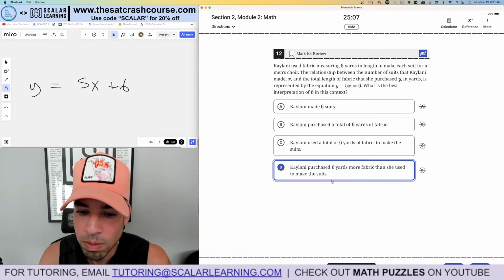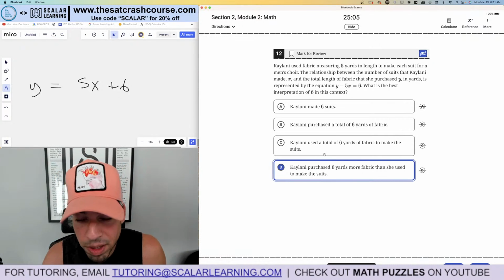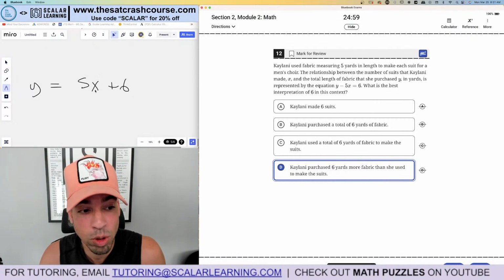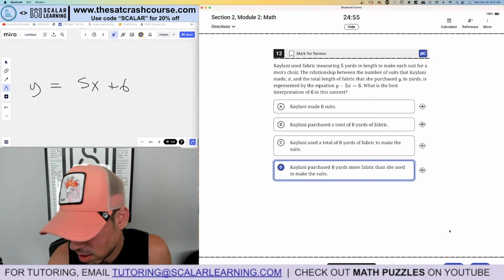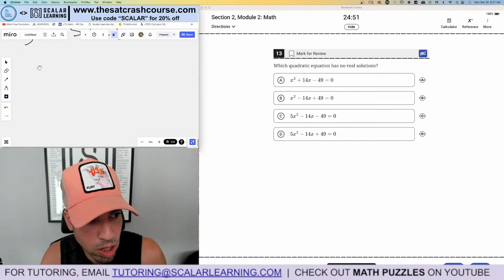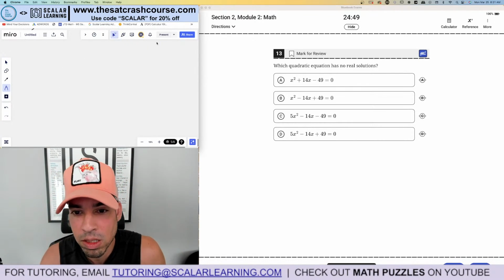Yeah, it's this one. That's the 6 extra. It's the surplus. Okay, because you would need, let's say if you got 10 suits, you'd make 56, but you would only need 50 yards, so that'd be 6 excess. It's an interesting one, considering it's the y-intercept. Usually the y-intercept is the initial value. There was the surplus. Fascinating.